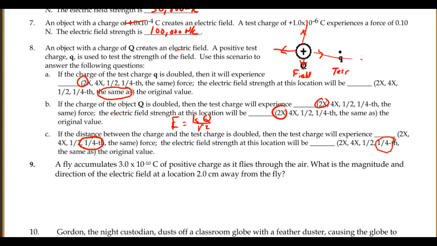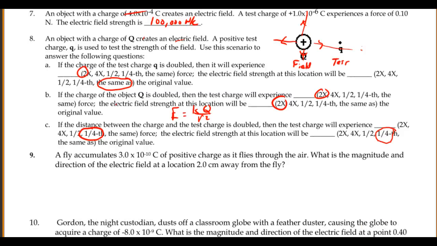So changing the test charge does nothing to the field, as in A. Changing the charge creating the field is going to make the field either stronger or weaker, depending on if you add or subtract charge. And then changing the distance, the closer you are, the more force you're going to have, the larger the E field is going to be, just like little g, the local gravitational field strength, is larger closer to a planet like the Earth than it is when you're farther from the Earth.